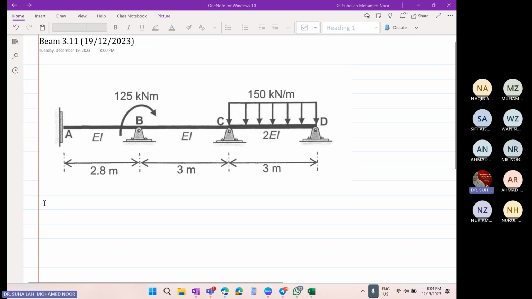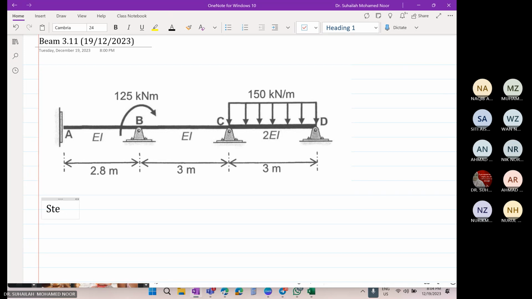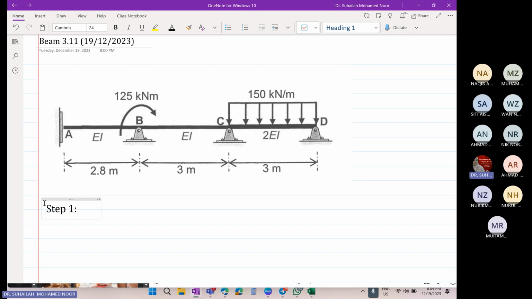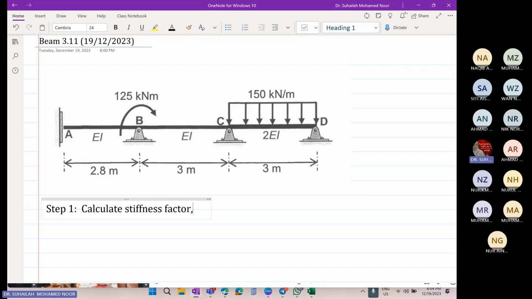Okay, we will start with the first step. Step 1, we have to calculate the stiffness factor K. It is small k. There are 3 members. So we have member AB, so KAB.